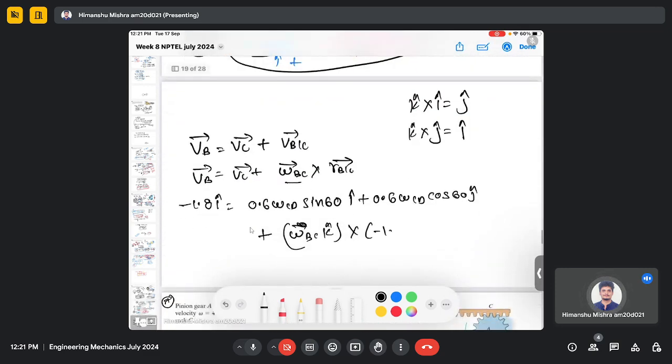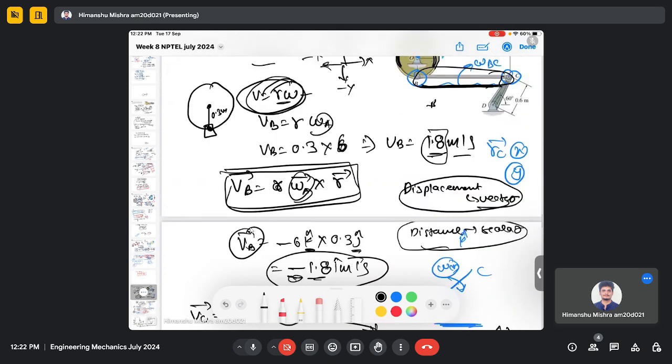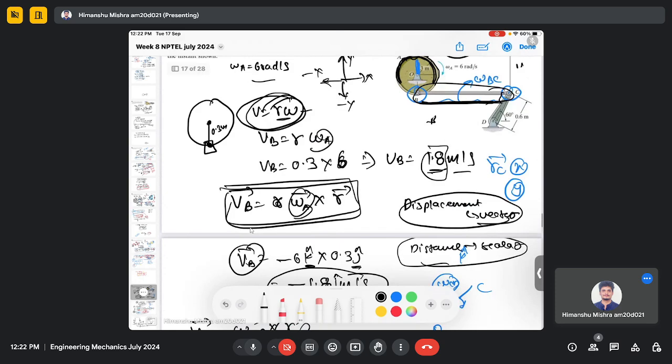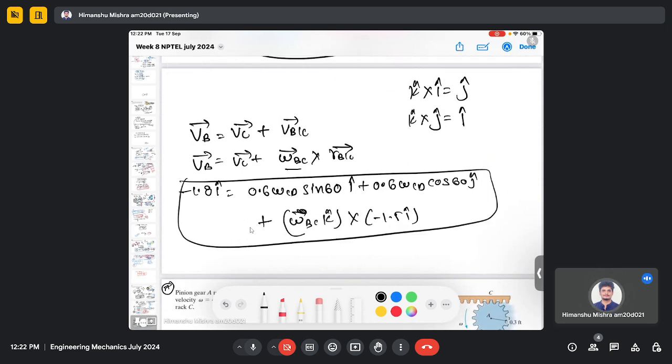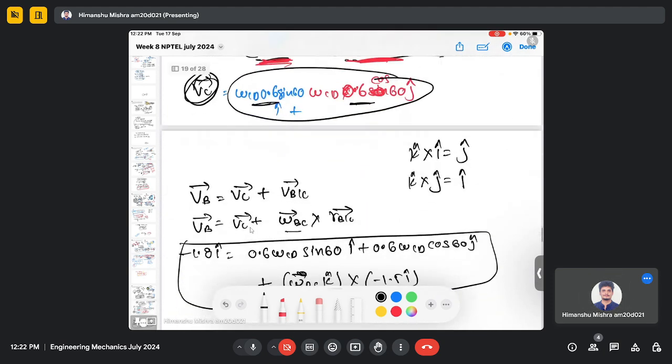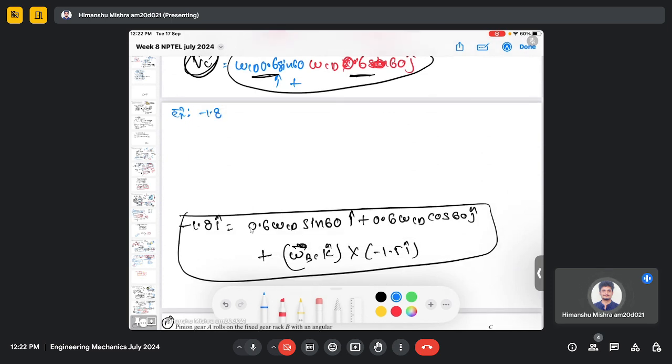So which is 1 minus 1.5 in the horizontal direction. So this is our vector equation of the relative velocity. Now we need to separate out the x and y component. So the x component we can write as minus 1.8 equals 0.6 omega CD sine 60.